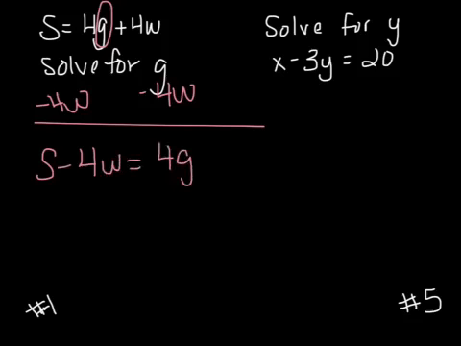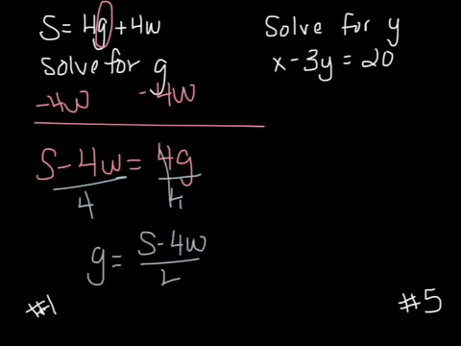Now if I want g all by itself, 4 is attached means times, so I'm going to do the opposite and I'm going to divide. So those will cancel and g equals (s minus 4w) over 4.